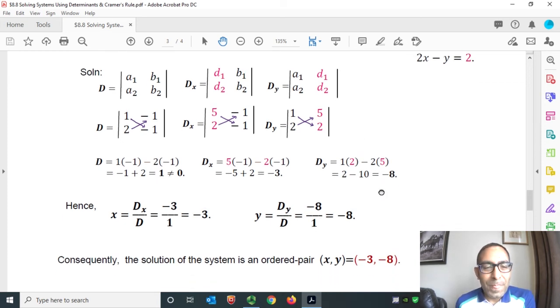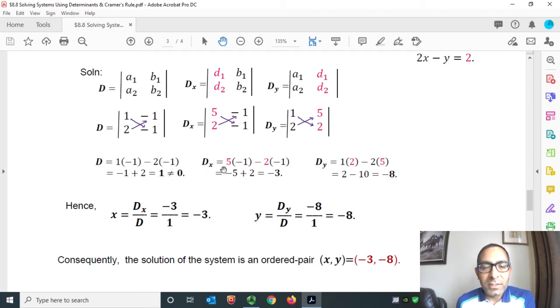So next, let's expand those determinants. To expand this 2 by 2 determinant, we multiply diagonally, and we subtract the product along this diagonal from the product along the other diagonal. So here 1 times minus 1, then minus 2 times minus 1, and we simplify. We get D equals 1.